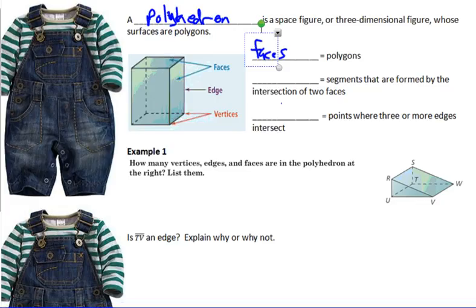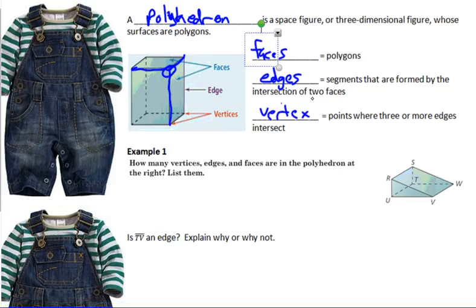The segments that are formed by the intersection of two faces: if you have two faces, they intersect at one of these. These are called edges. Real fancy term there. And then the points where 3 or more edges intersect: so we have this, this, and this all intersect at this point right here. That is called a vertex.